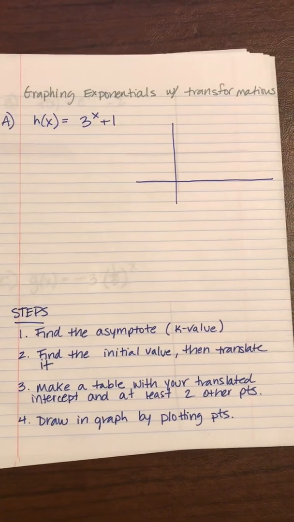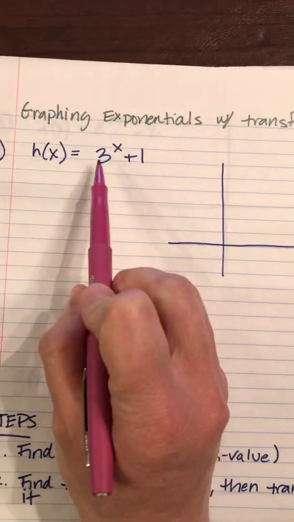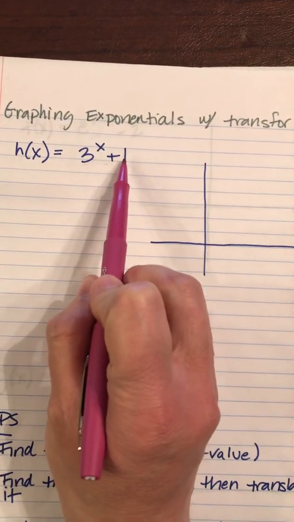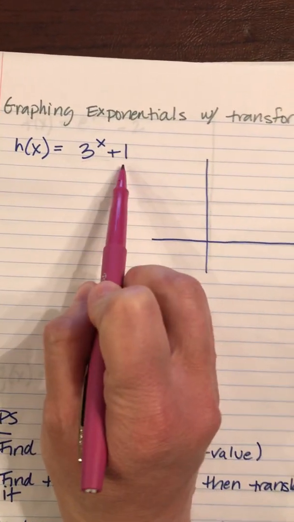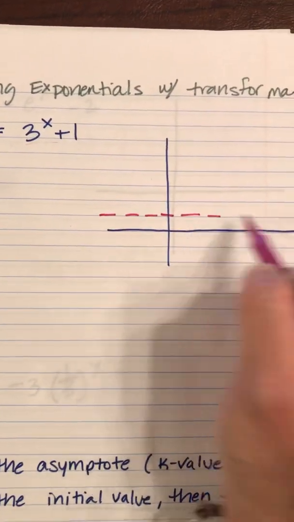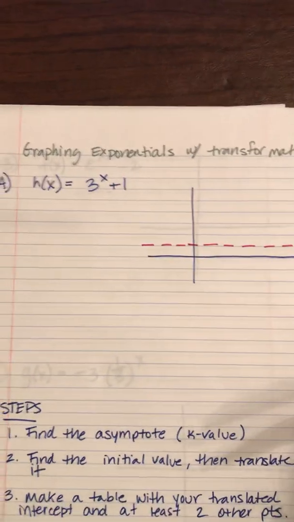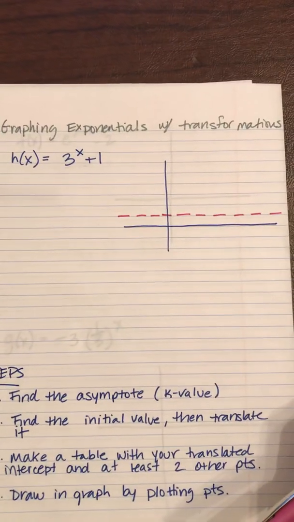Basically, step 1 says find the asymptote. So before I do anything, I look at my function, I recognize that it's exponential growth, and I recognize that there's a k value of +1. So what I'm going to do is go ahead and put in my horizontal asymptote there at +1. All right, next step.